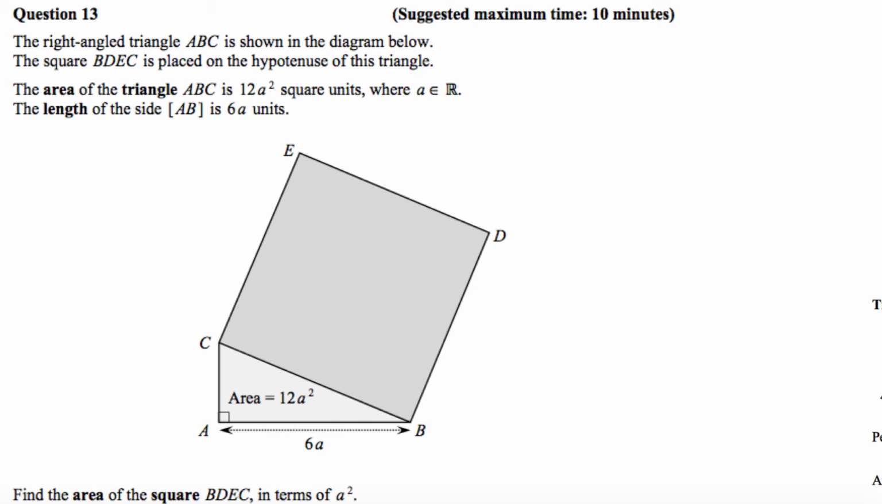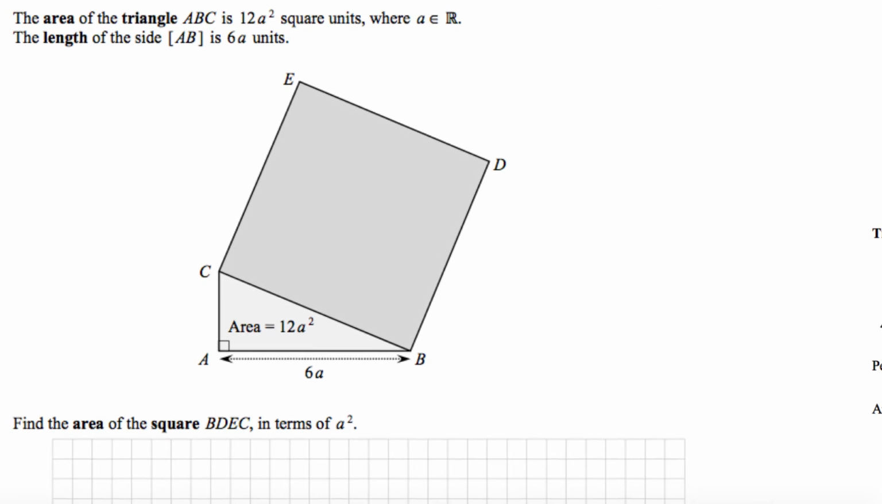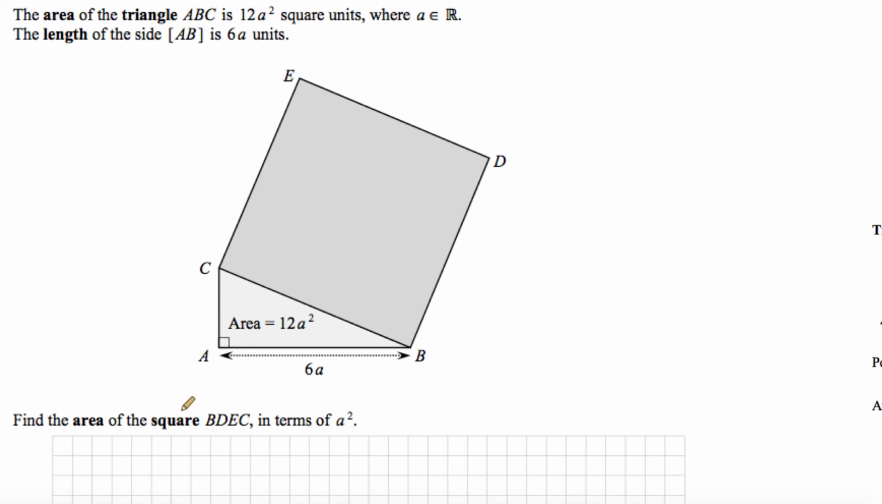So we have a diagram of said triangle underneath, and the question says find the area of the square BDEC in terms of a squared. So we're looking for the area of this shape here. Our answer can have a squared in it. If it says it's in terms of a squared, we're allowed to have a squared in the answer. So we're looking for this area.